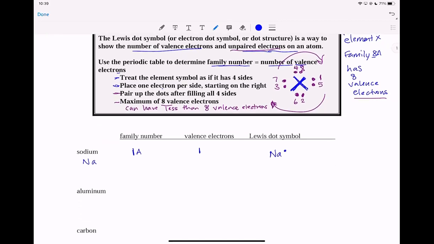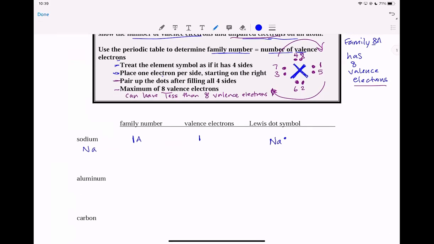Don't need to do anything else because there's only one. Continuing to aluminum. So aluminum, you need the element symbol for aluminum, which is Al. Then you need to find aluminum, Al, on the periodic table. So look for it, and you should find it in family 3A. That number 3 means that there are 3 valence electrons.